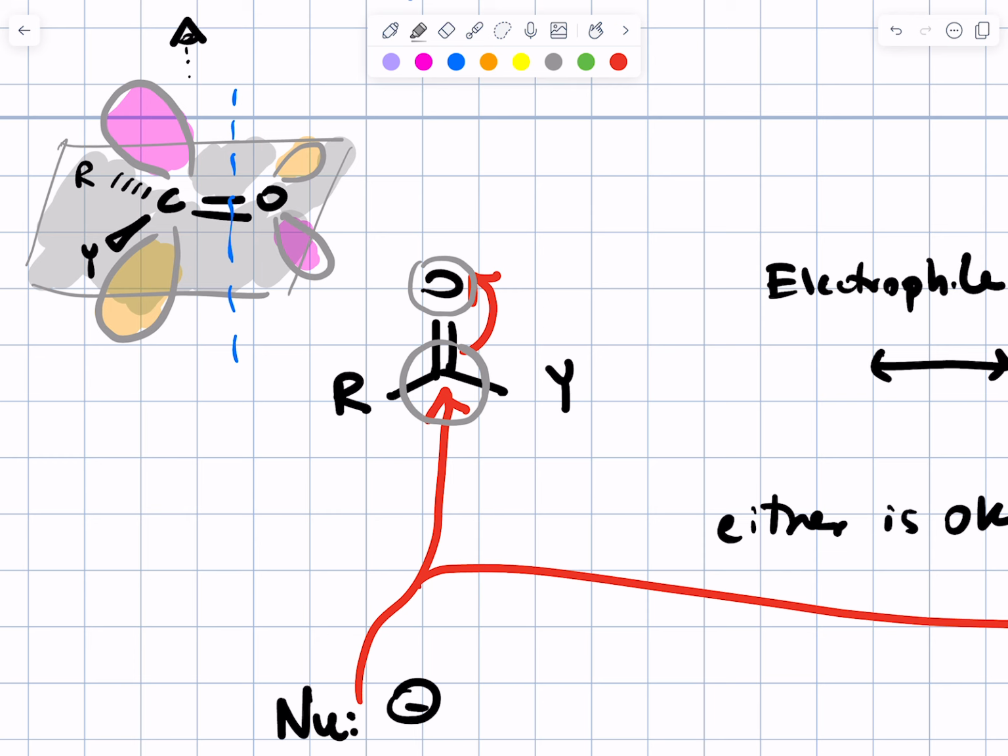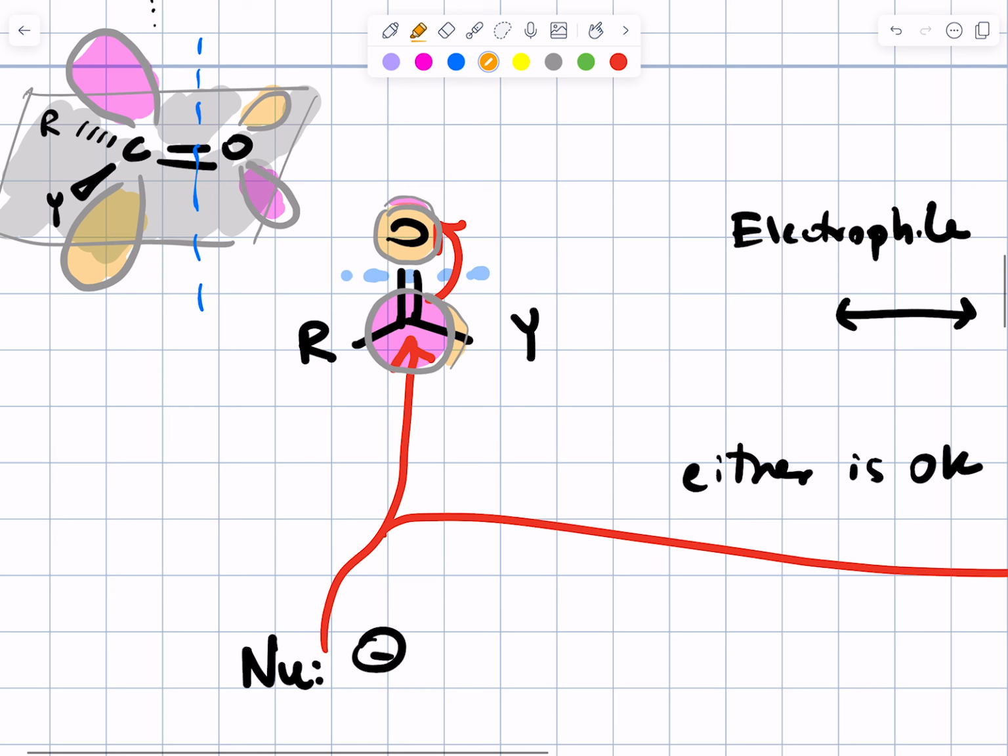Let's make the one on the carbonyl carbon pink, the one on the oxygen orange. Let's have a node in between the two nuclei. Below the plane of the page, there would be two other lobes that we can't see very well. I'll just give you a hint of one of them here and the other there. Okay, that's the top-down view of the pi star. The nucleophile attacks the pi star at the carbonyl carbon, because that's where most of it is.